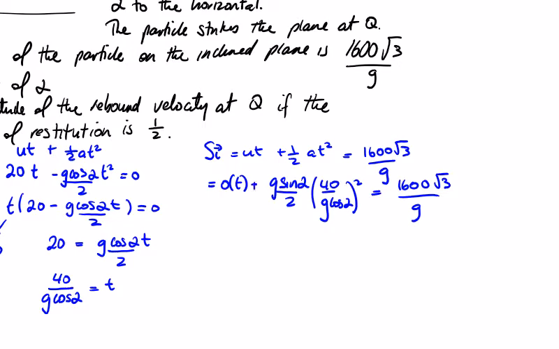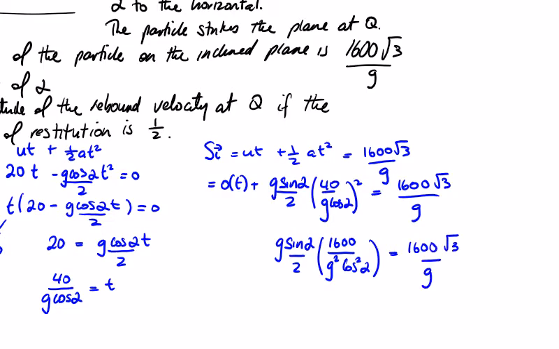So if I multiply this out, I'm going to have g sine alpha over 2 by 1600 over g squared cos squared alpha is equal to 1600 root 3 over g. Okay, so I can definitely start cancelling things off here. My 1600, if I divide both sides, will go. This g squared will go with this g. So I'm going to be left with sine alpha over 2 cos squared alpha, and I can cancel that g with the one on the right, so that's going to be equal to just root 3.